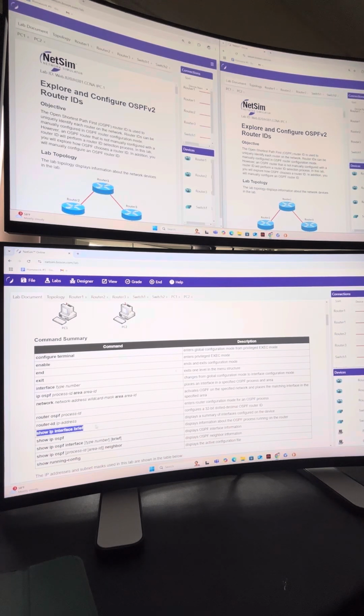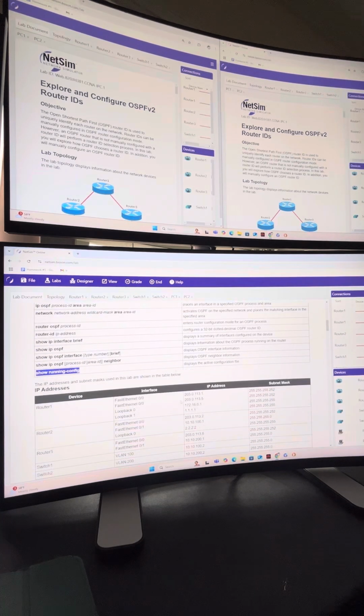We have show ip interface brief. This displays a summary of interfaces configured on the device. We have show ip ospf. This displays information about the OSPF process running on the router. We have show ip ospf interface type number brief. This displays OSPF interface information. We have show ip ospf process ID area ID neighbor. This displays OSPF neighbor information. We have show running-config, which displays the active configuration file.